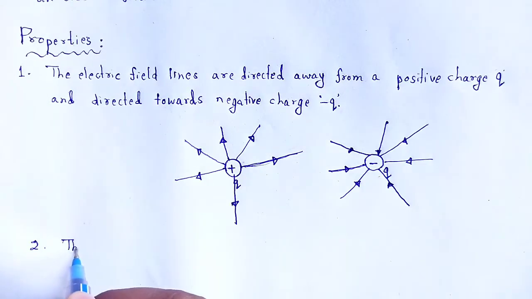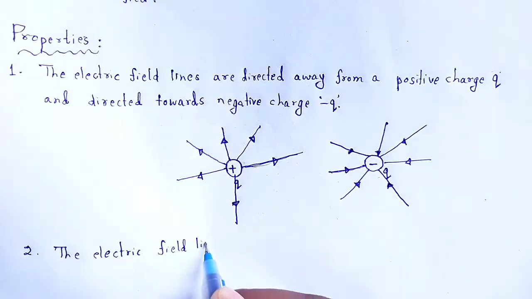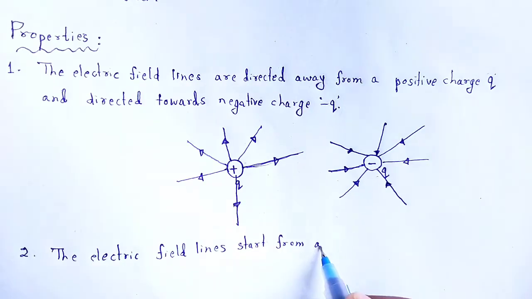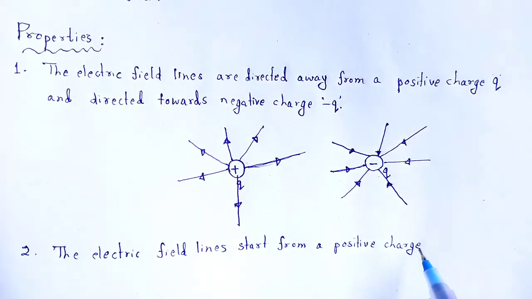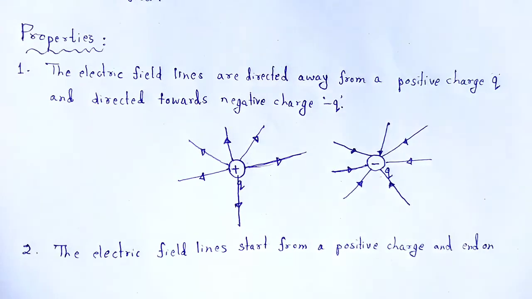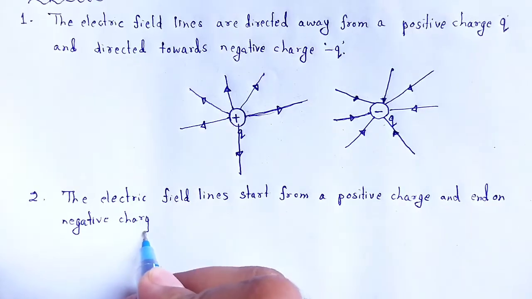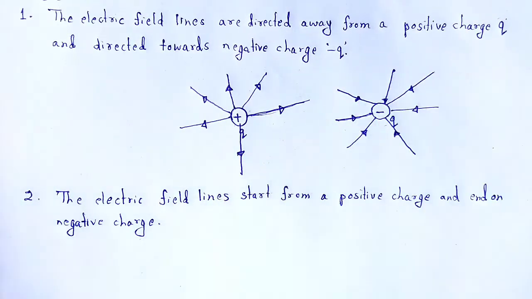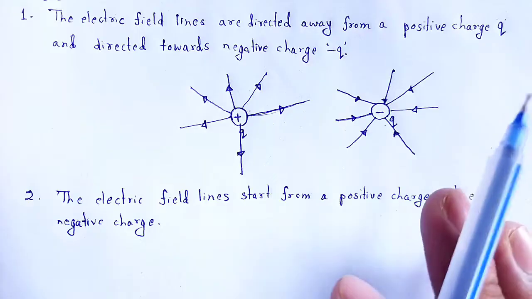The electric field lines start from a positive charge and end on a negative charge. In other words, we can say the lines of force start from higher potential and end at lower potential.